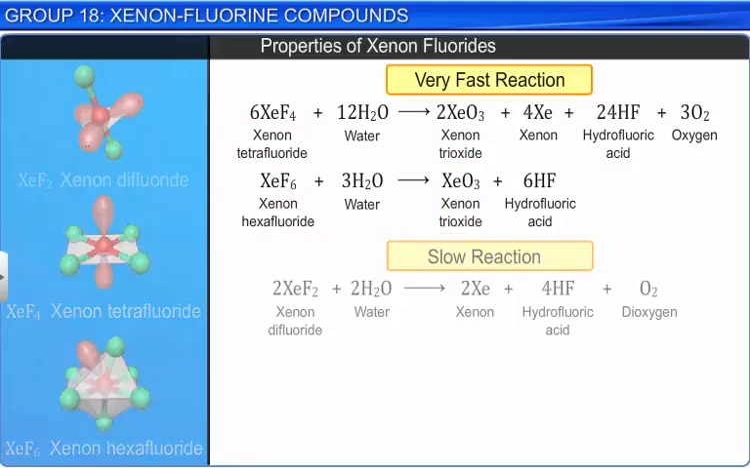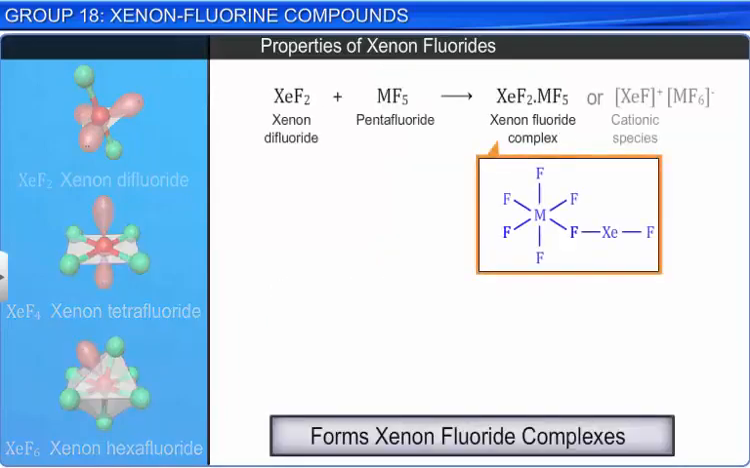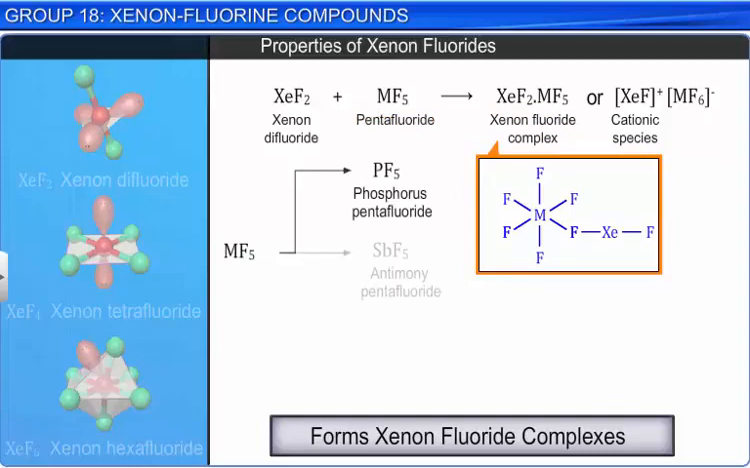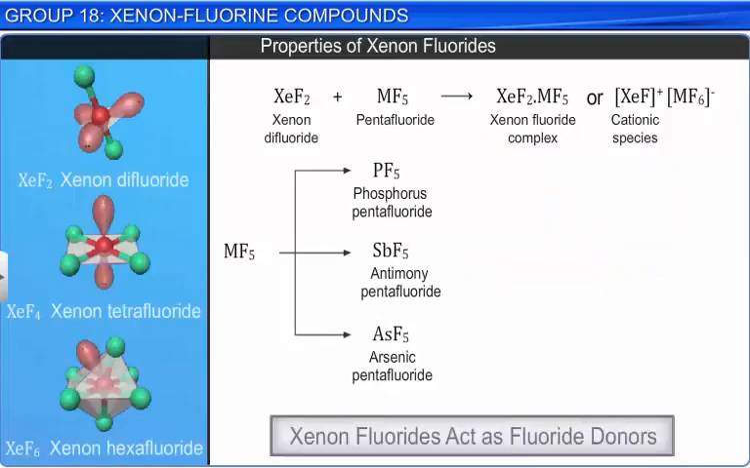Xenon fluorides form complexes called xenon fluoride complexes. They form complexes with covalent pentafluorides, such as phosphorus pentafluoride, antimony pentafluoride, and arsenic pentafluoride. Note that xenon fluorides act as fluoride donors.